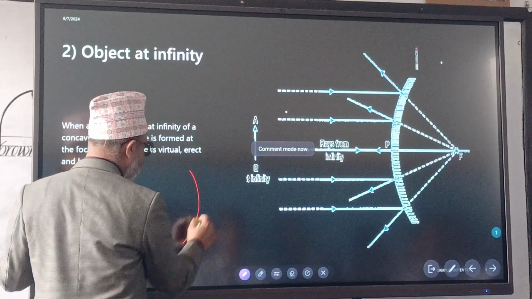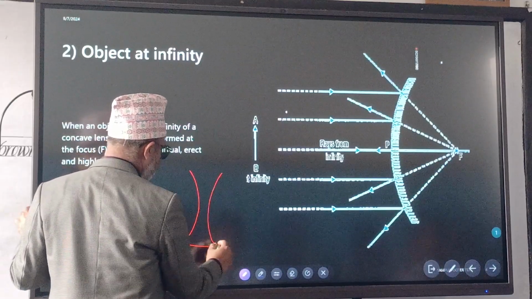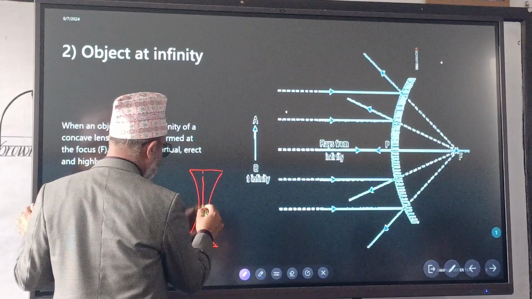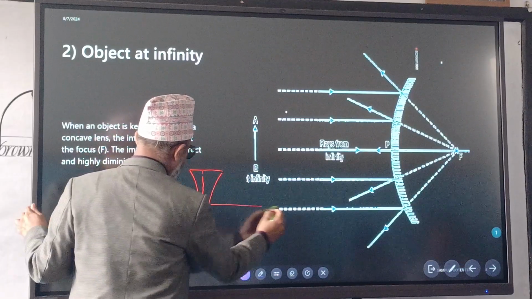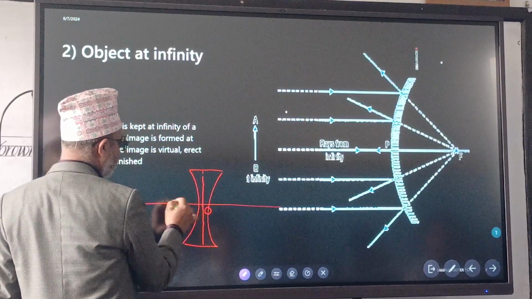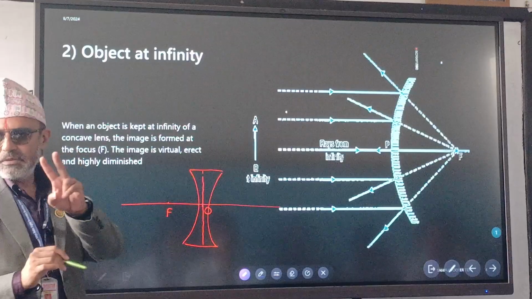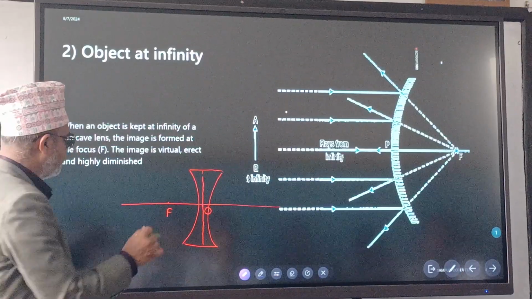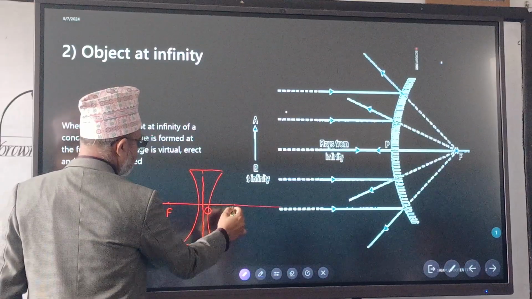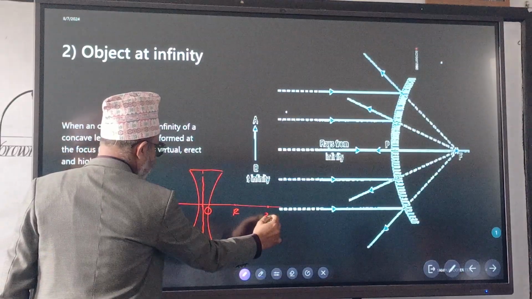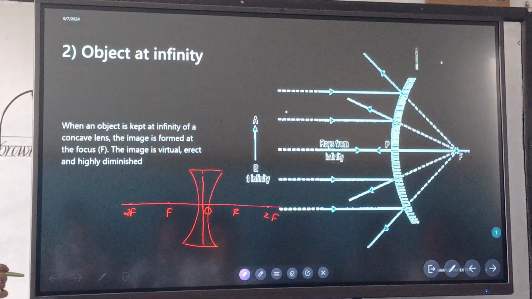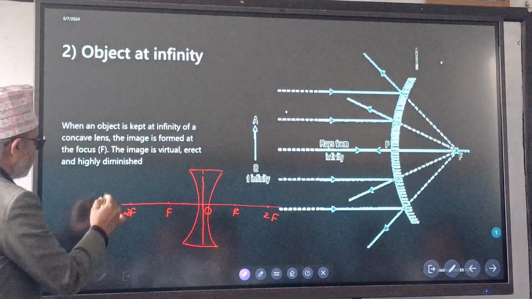So what is this? Children, what is this? Concave lens. If you make it like this and mark here O, and what to mark here? F. I said O to F. What should be the distance? 2 centimeter. While drawing, please draw carefully. F to 2 centimeter. Here also let's mark F, but the ray of light doesn't go here. Where is the object? Infinity. Suppose it is here.